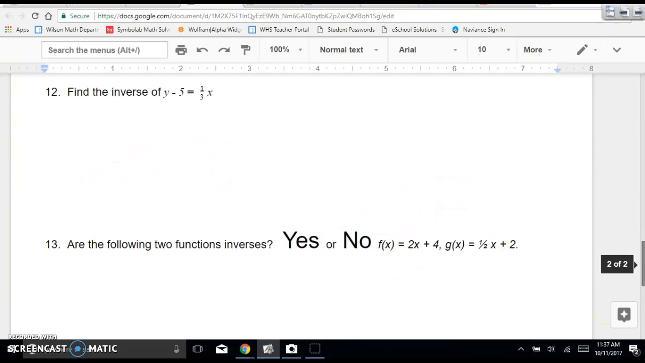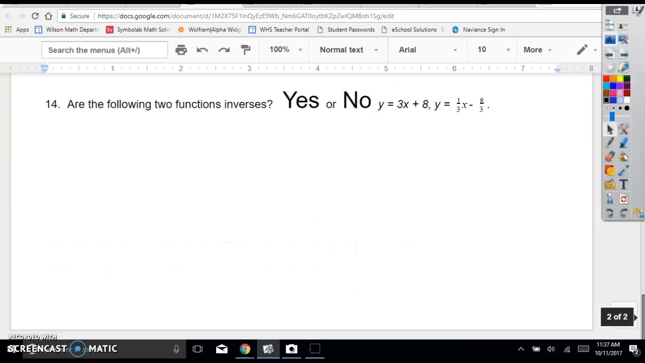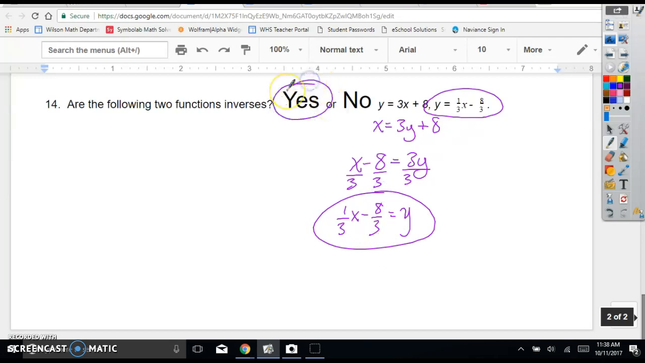Moving right along, we got one more problem here at the bottom. So I'm going to do the same thing. I'm going to switch my x and y, and I'm just going to go ahead and figure out what my inverse should be. So this is x minus 8 equals 3y. I'm going to divide everybody by 3. So y will equal 1/3 x minus 8/3. And you can see, I'm going to compare these two. Yep, they are the same.